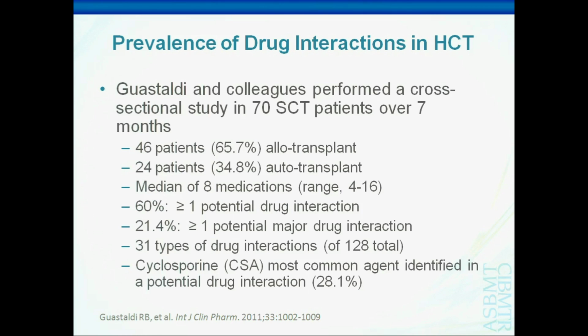60% of the patients had at least one potential drug interaction identified in their medication profile, and more than 20% had at least one potential major drug interaction identified. This major drug interaction is one that was considered life-threatening and/or required a medical drug intervention. There were 31 types of drug interactions identified of the 128 total, and to no one's surprise, cyclosporin was the most common agent identified in potential drug interactions at about 28%.